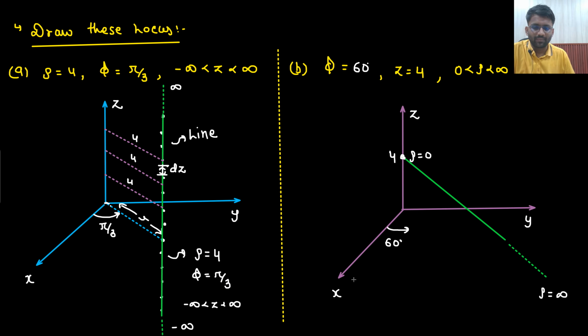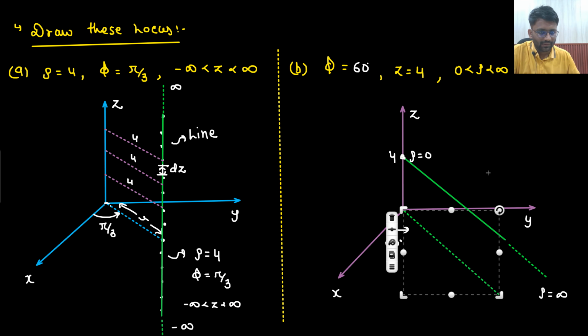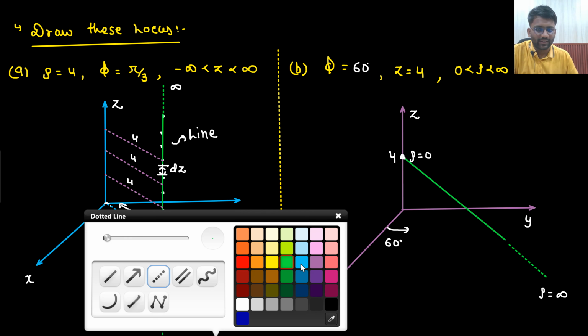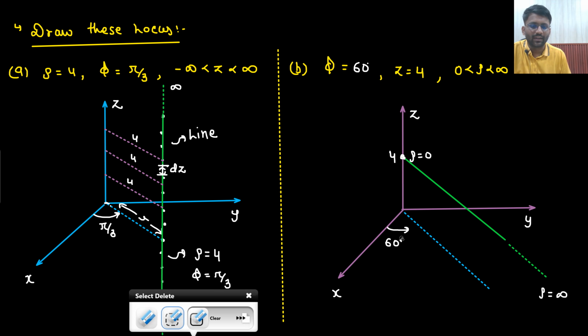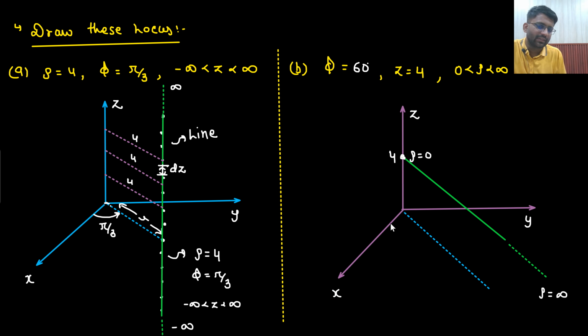Now, if you take the projection of that line on the xy plane, then what angle would it make? It would make an angle of 60 degrees. I hope it is understandable to you. So basically, this is making an angle of 60 degrees with the positive x-axis at z equals to 4. Rho is going from 0 to infinity, the radial distance from the z axis, making an angle of 60 degrees. So this is the 60 degree angle.